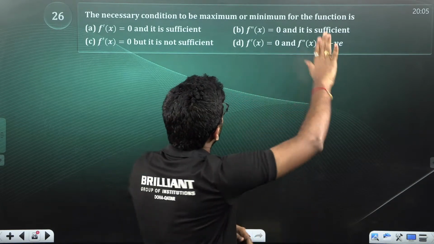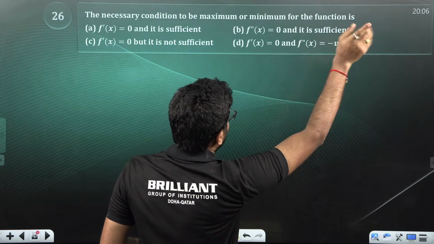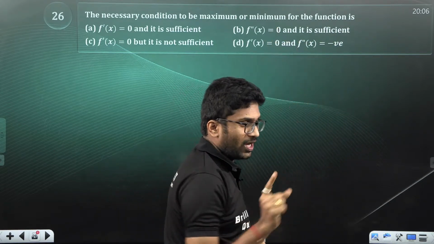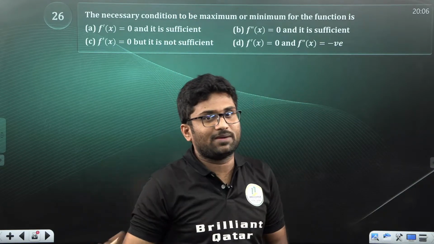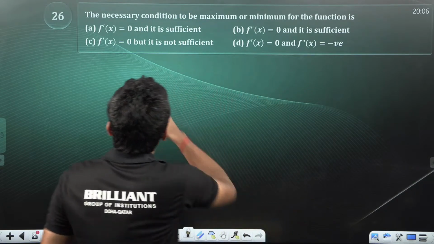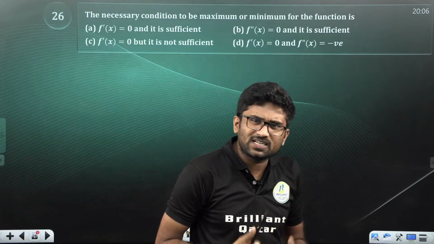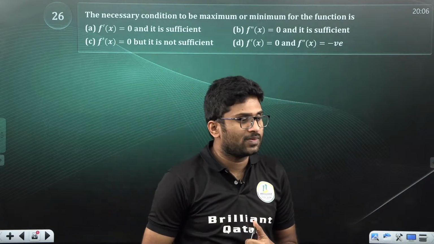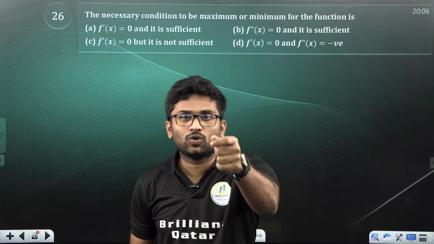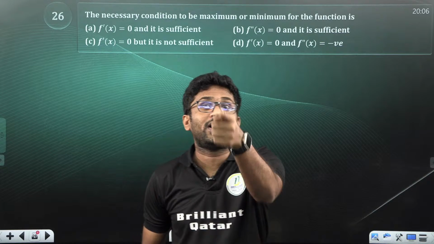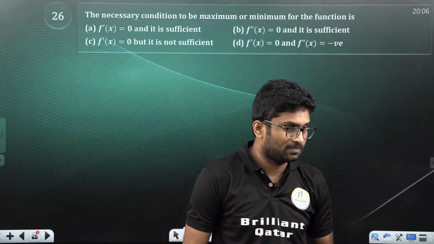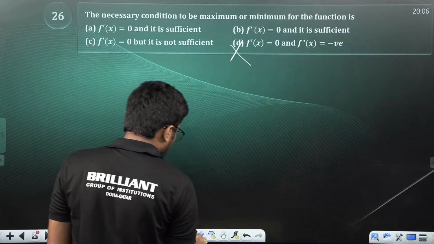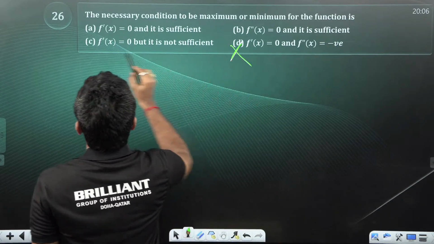Guys, imagine that if it is only maximum, then option D could have been the correct answer: f dash x is 0 and f double dash x is negative. But you can't say it for minimum. So option D can be cancelled. Now, f dash x equals 0 and it is sufficient. Is it? Is f dash x equals 0 always a point of maxima or minima? For the first derivative to be 0, I have already shown that even for a point of inflection we get f dash x equal to 0. So option D is wrong. Even A is also wrong.